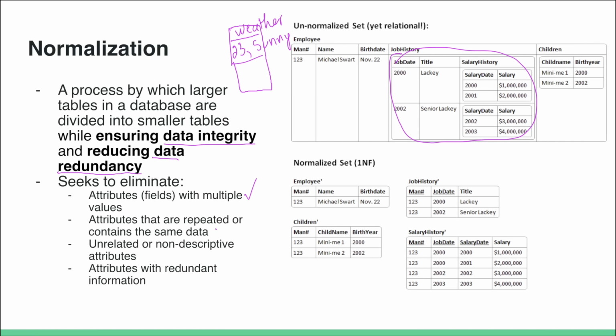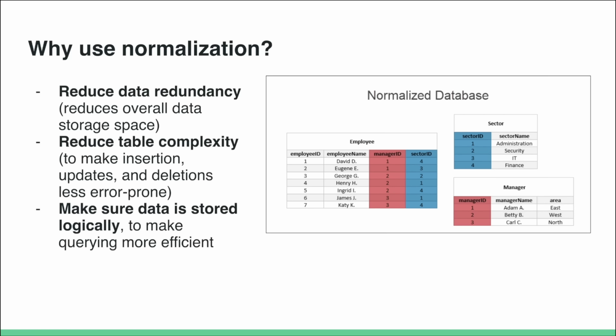That's an example of having multiple values in one attribute or one field. You don't want attributes that are repeating the same type of information. We don't want attributes that aren't really related to the information in the table. We just don't want redundant information, similar to what we saw in the last slide. And normalization is a process by which we divide up our database in order to prevent these particular characteristics. Generally, you want to use normalization to reduce data redundancy, as we touched on before, and to reduce table complexity. If you have a database divided into multiple smaller tables rather than one big table, then overall we're going to have less complex tables, and this makes insertions, updates, and deletes less error prone.